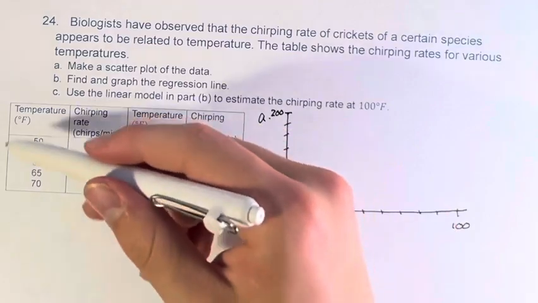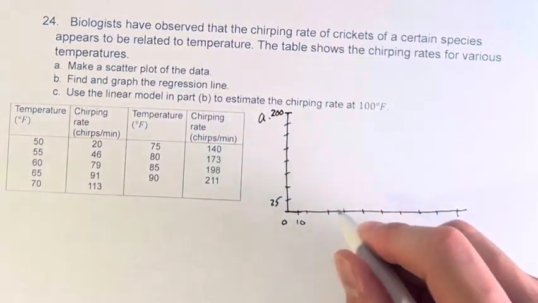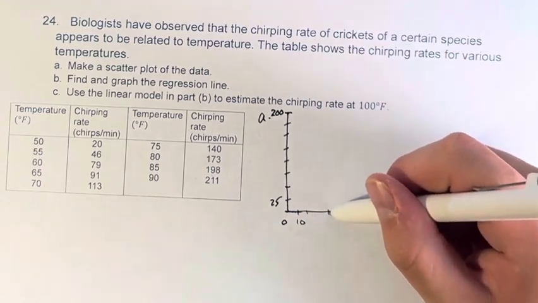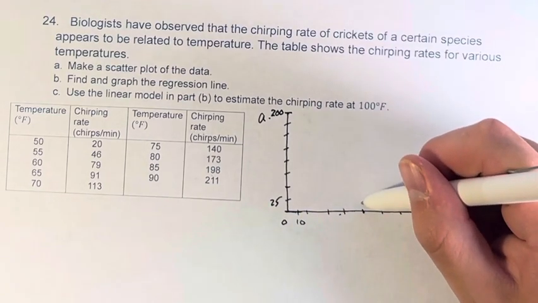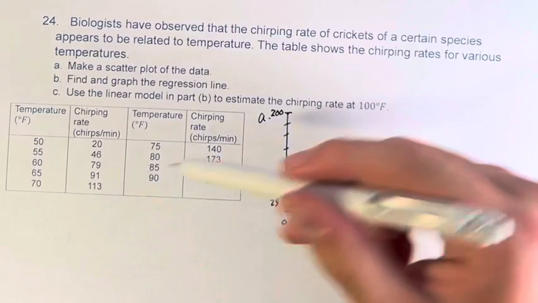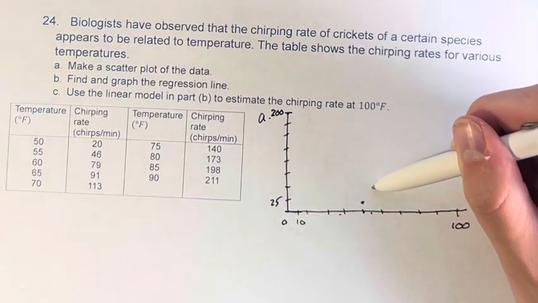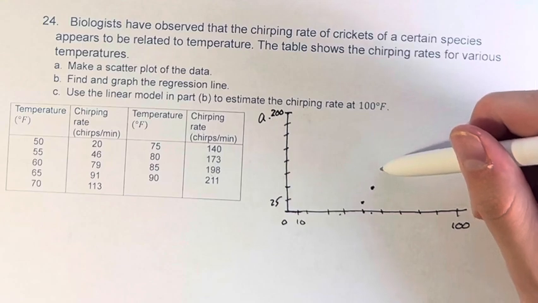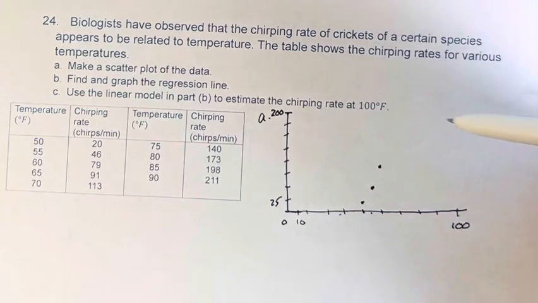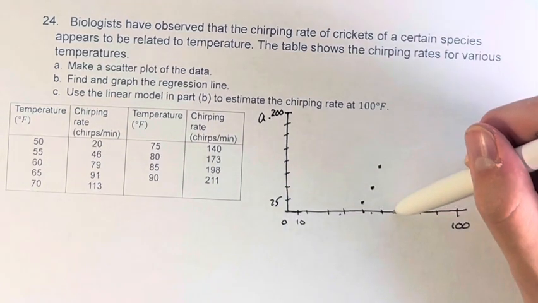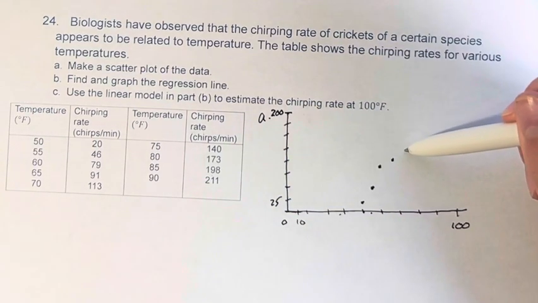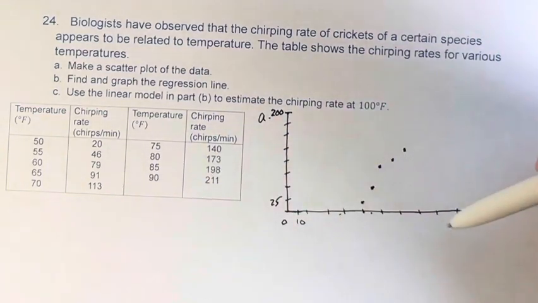And so what we're going to do is graph all of these points. So we start at 50, 20. So 1, 2, 3, 4, 5 is our starting point, just a little bit under 25. 55 is at 46, just a little bit under 50. 60 is at 79, so a little bit above 75. 65 is at 91, so right there. 70 is at 113. And we continue to go up.